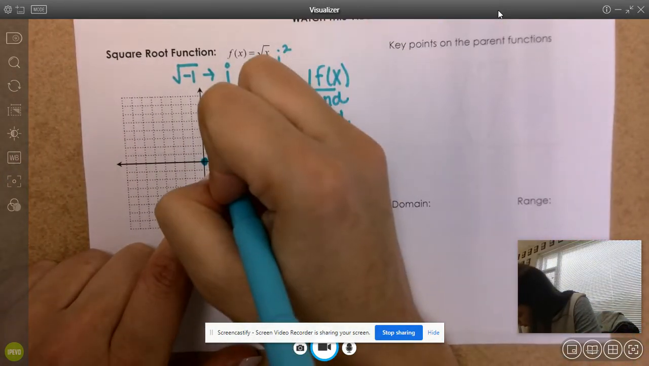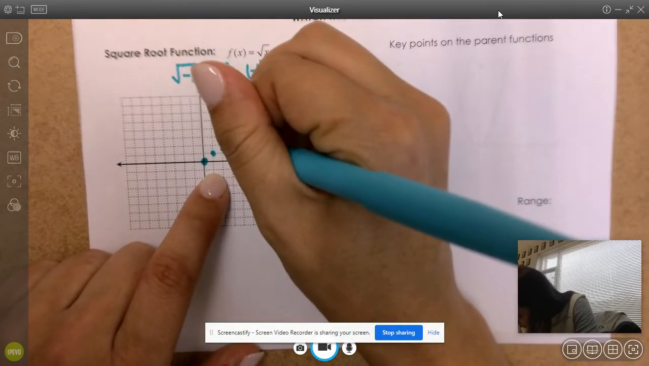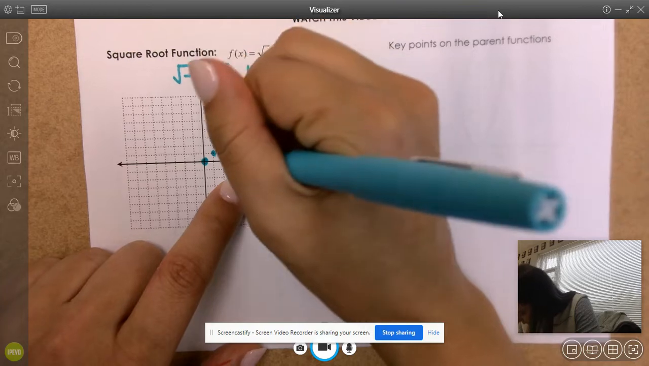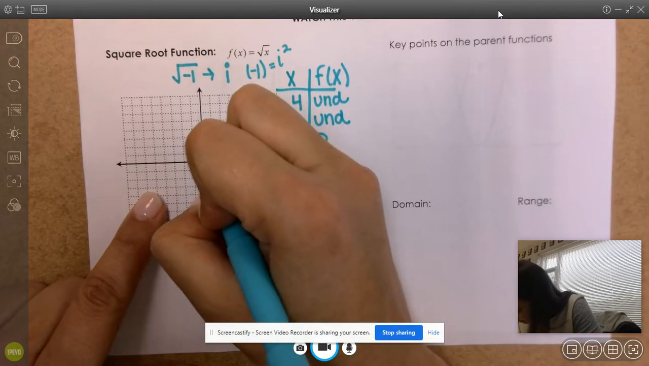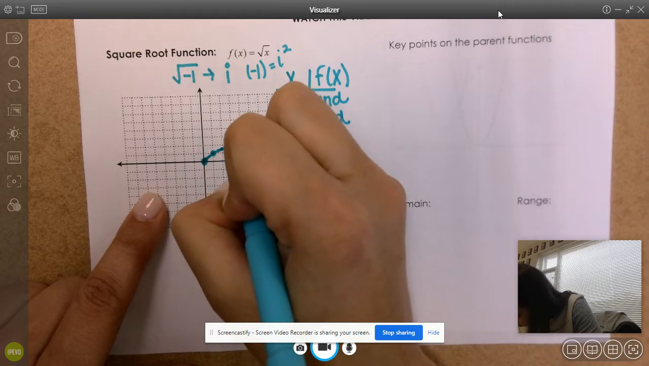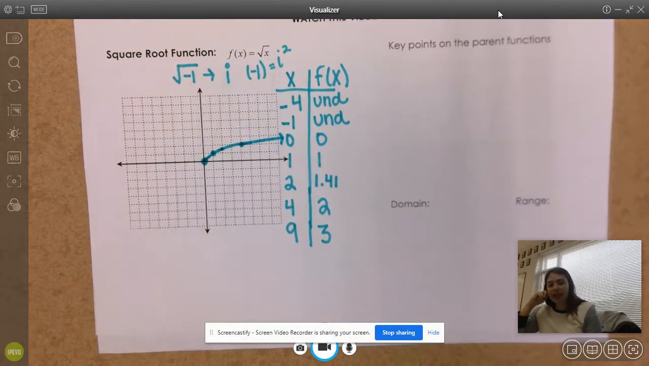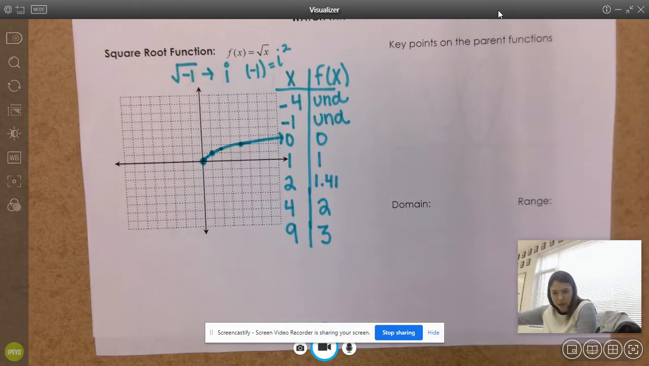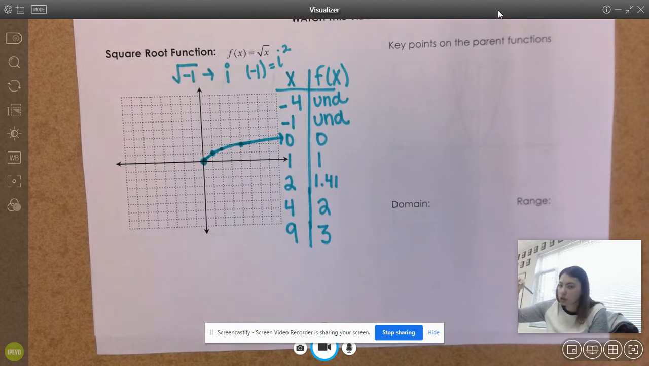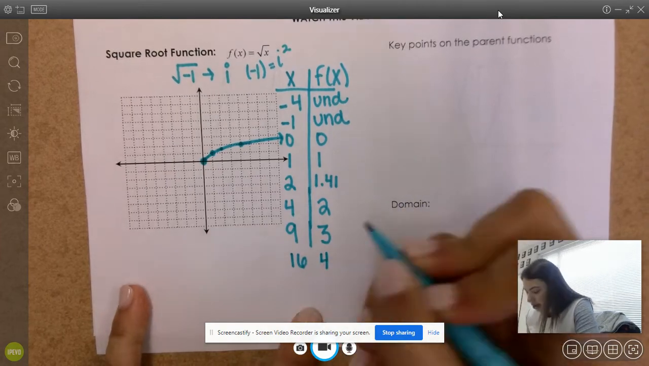Okay, 2 is like 1.4, so right there. 4, 2 is right there. 9, 3 is like all the way right here. So as you can see, it starts to move like that. And it does gradually get higher and higher and higher, and it does increase, but it moves at a much slower rate. Because if you think about it, 16 and 4 is our next value.